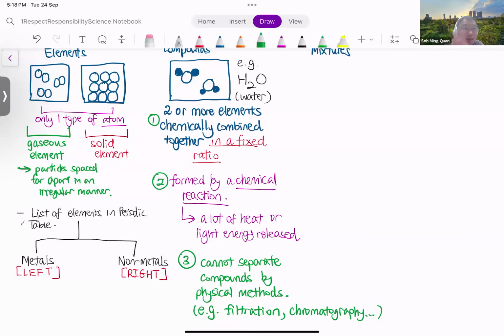Okay, and that really sums up what you need to know in terms of drawing of compounds. You need to know the three characteristics of compounds listed there.